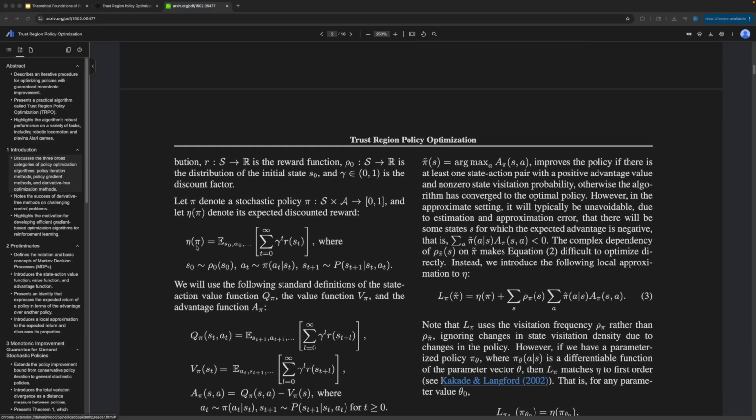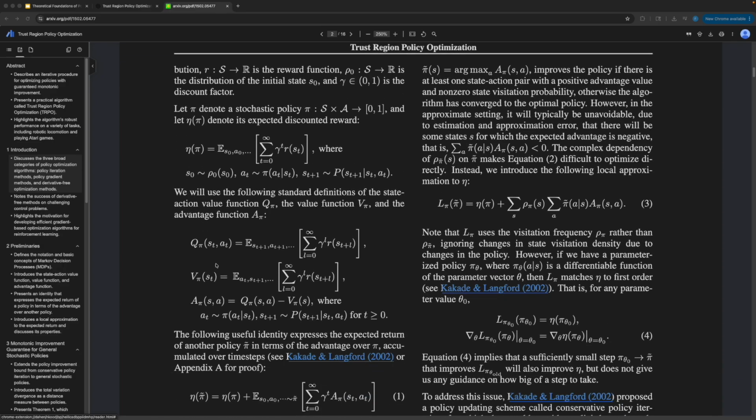So now eta of pi denotes the objective function which we want to maximize. We want to find a policy which maximizes this particular objective, and it gives a measure of the performance, which is the total expected sum of discounted rewards from t equal to 0 to infinity. So these Q pi, V pi, and A pi are the standard definitions of the action value function, value function, and the advantage.